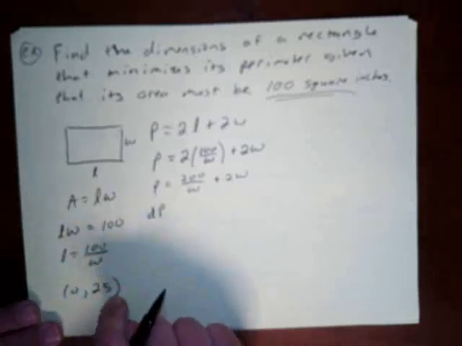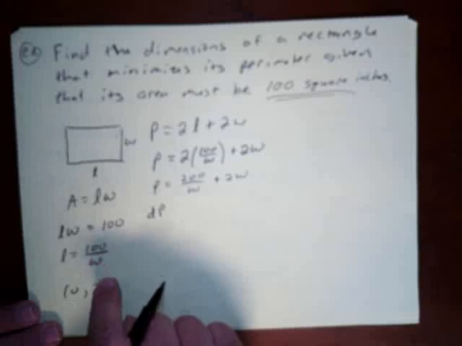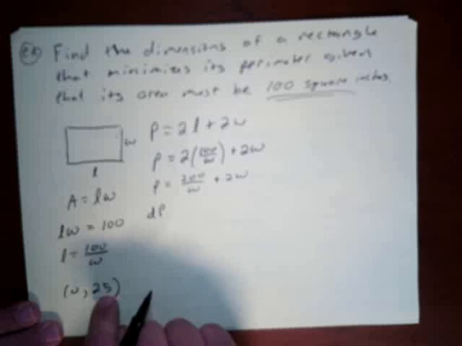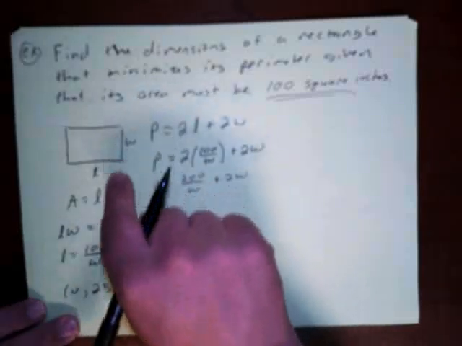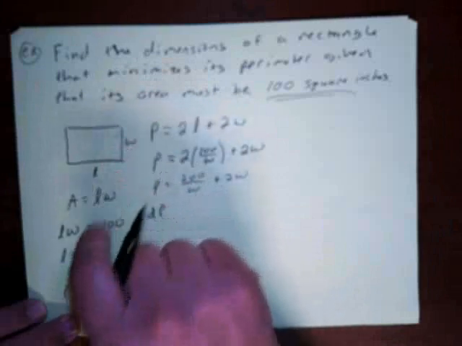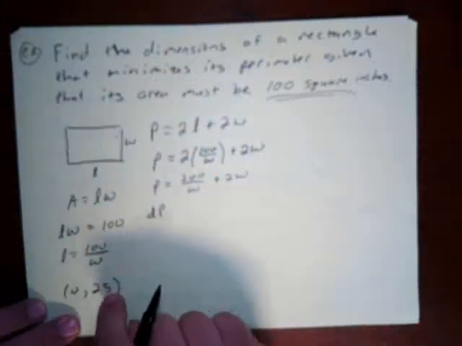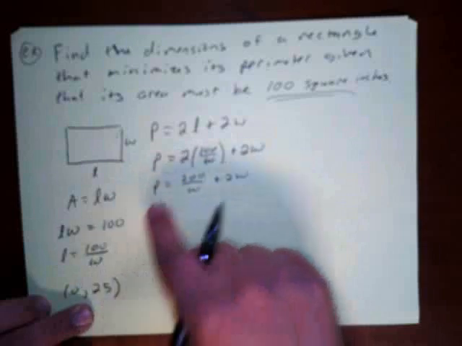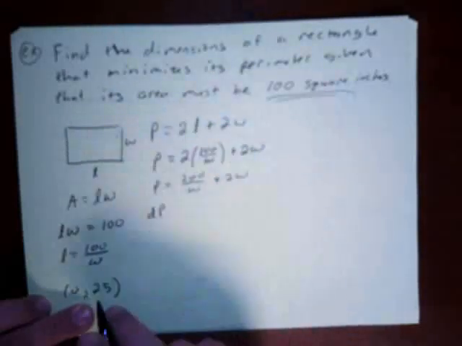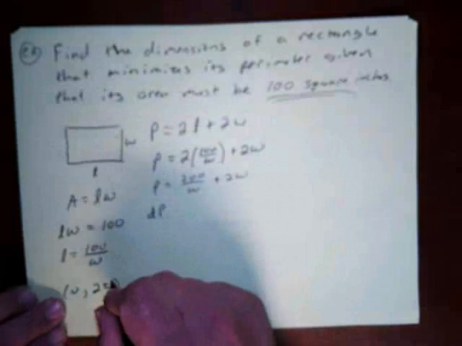And let's see. W here. Oh, we want to minimize the perimeter. Well, W could be 25. Is that right? Well, that's a good question. I suppose if W were 25, the length would be 4, and then the area would be 100, and so yeah. So I mean, you could include 25.